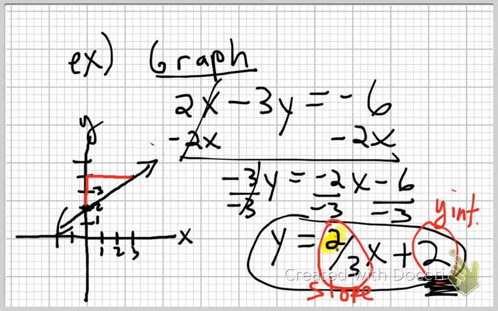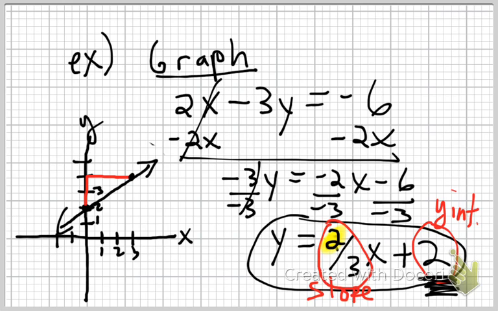So that's one of your fastest ways of graphing a line, is to just take your start point, your y-intercept at 2, and then rise and run respectively according to the slope. Okay. Now let's take a different approach.